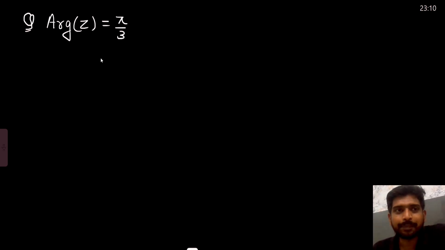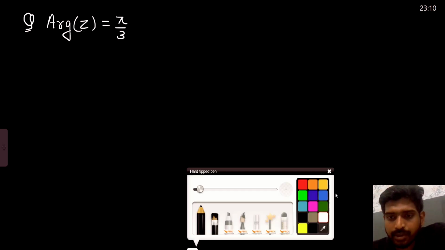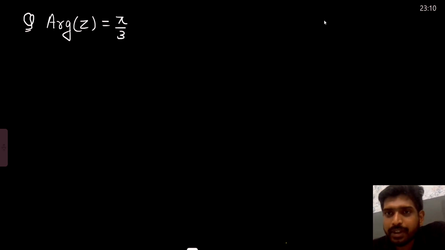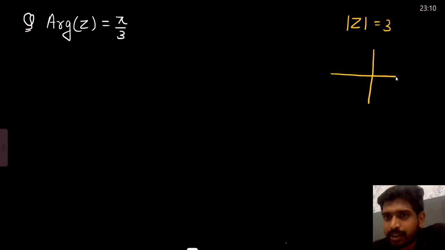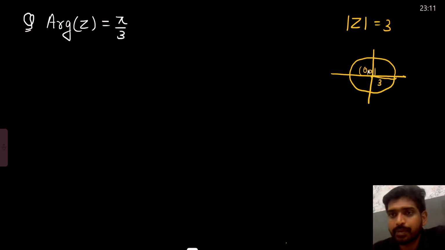Now we'll see this problem. We have seen that whenever they have given modulus of z is equal to 3, what does this represent? This represents infinite complex numbers, right? This does not represent one complex number. This represents all the complex numbers whose modulus is 3. Got it? So it represents a circle with radius 3 and the center at origin.